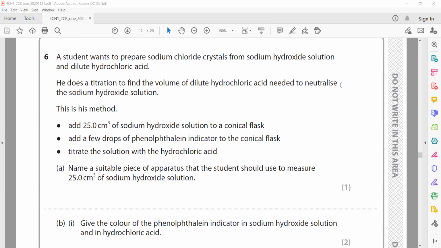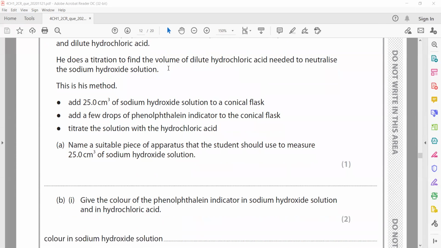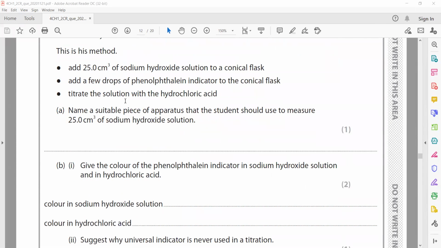A student wants to prepare sodium chloride crystals from sodium hydroxide and dilute hydrochloric acid. He does a titration to find the volume of hydrochloric acid needed to neutralize. He adds 25 cm³ of sodium hydroxide in a conical flask. He adds a few drops of phenolphthalein as an indicator. He titrates with hydrochloric acid. Name a suitable piece of apparatus that measures 25.0 cm³ accurate volume. We can use a pipette for this.